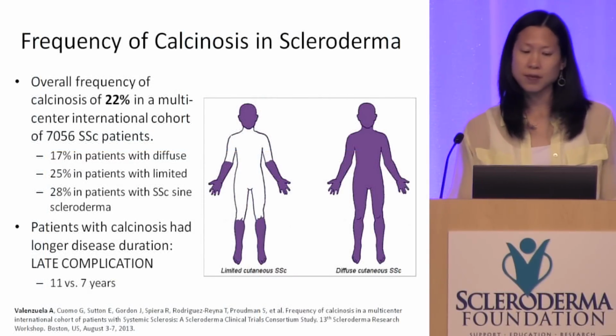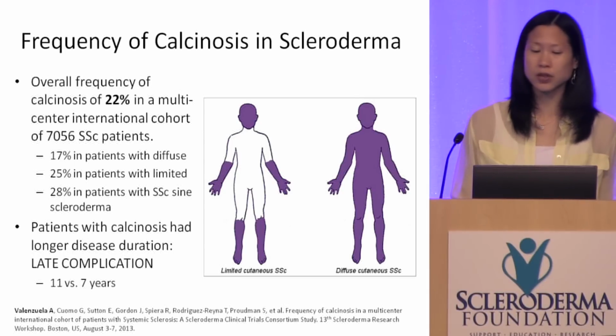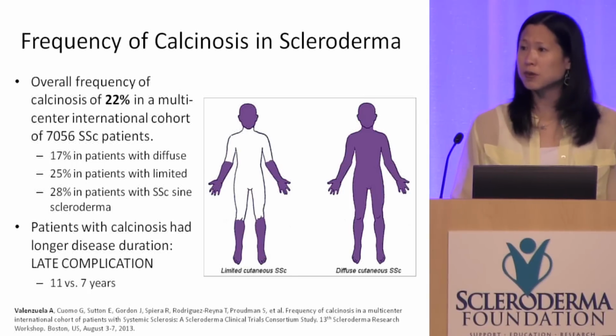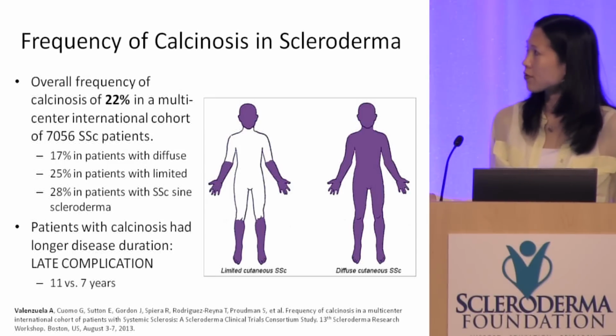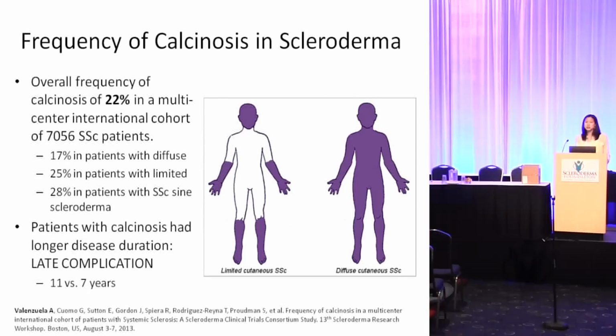So as I mentioned, calcinosis is pretty common in scleroderma patients. We did a large survey looking at more than 7,000 scleroderma patients who are seen internationally and found that the frequency is about 22% in scleroderma patients overall to be affected with calcinosis. It is a little bit more common in those with limited skin involvement, so about 25% of patients with limited skin involvement will have calcinosis compared to 17% in diffuse scleroderma. Interestingly, 28% of patients with systemic sclerosis sine scleroderma can also have calcinosis, and it might be that those are the patients that we used to call CREST, so they have basically no skin tightening, but they have internal organ involvement related to scleroderma.